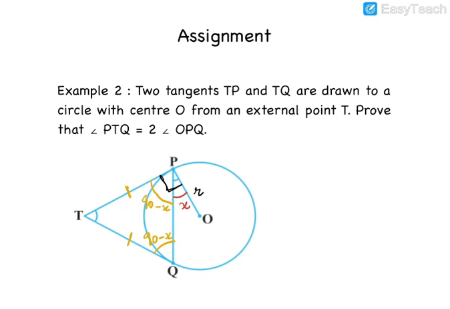Now we can write angle T plus angle TPQ plus angle Q equal to 180 degrees using the angle sum property of triangle TPQ. On solving that equation, you should get this result. I hope now it will be easy to solve this question.